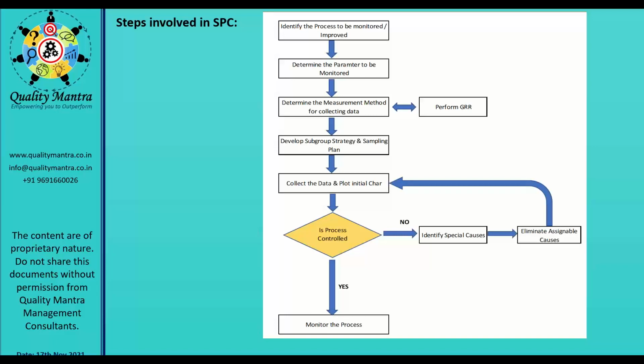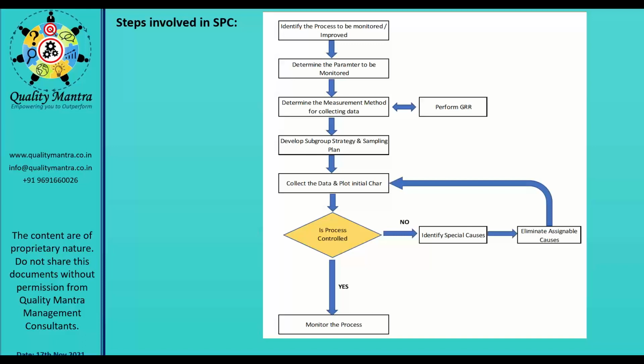What are the steps? It is basically to identify the process to be monitored or improved. Identify which process you want to monitor, which process you want to improve. It's an improvement tool. By statistical process control, you want to improve your processes. So identify whether it's a heat treatment process, a punching process, the press shop, a machining process, whatever the process is, identify that.